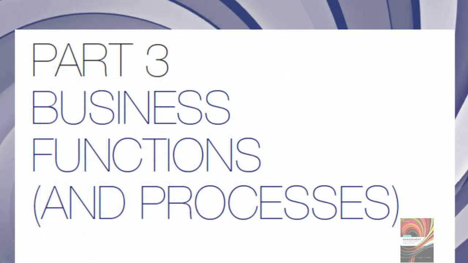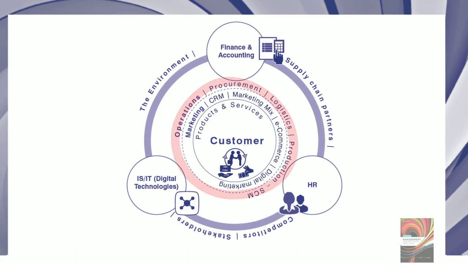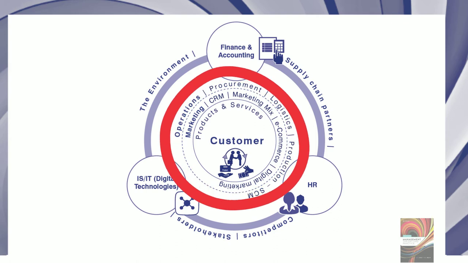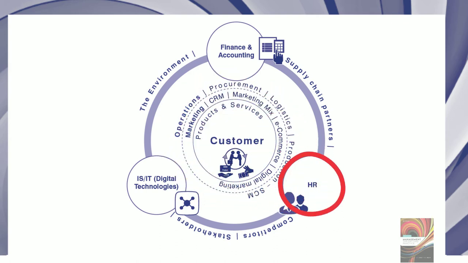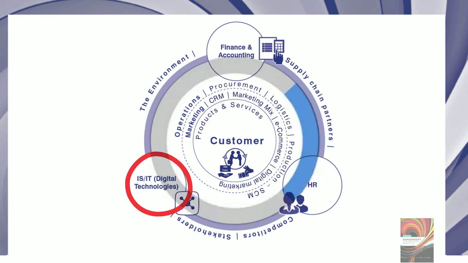In part 3, we have focused on business functions and processes. Starting with the core functions of marketing and operations, we then moved on to consider human resource management and then finance and accounting, and will now focus on information systems and technology. Collectively, HR, IT, and finance and accounting enable the core functions to deliver their products and services to the customer. This improves the customer experience, generates revenue, and increases value.